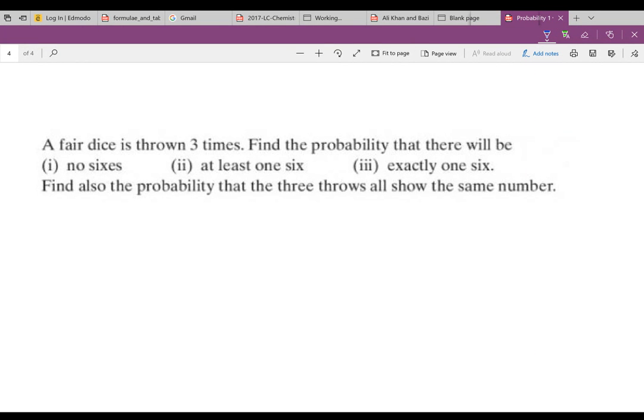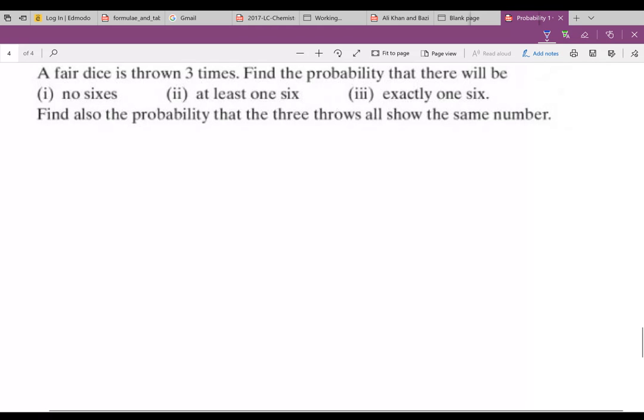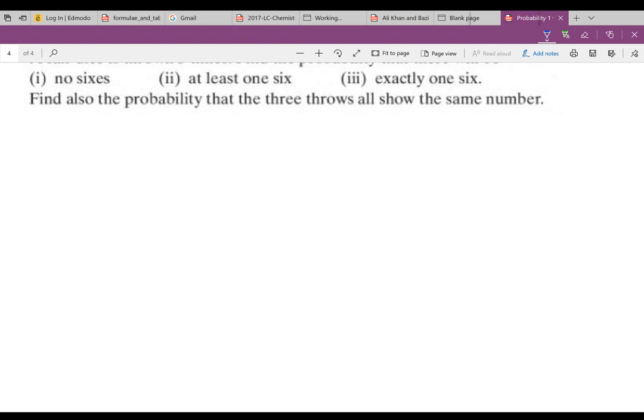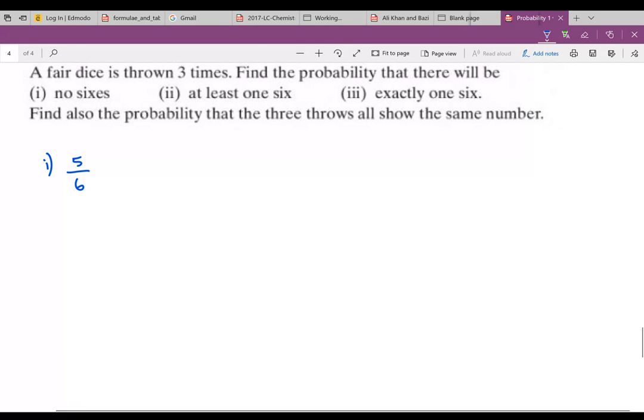A fair dice is thrown 3 times. Find the probability that there will be no 6s. So if there's no 6s, there are 5 other choices out of 6 it could be. And remember that I'm doing this 3 times. So 5 out of 6 on the first, times 5 out of 6 on the second, times 5 out of 6 on the third throw. That would be 125 out of 216 is the probability that no 6s are thrown.